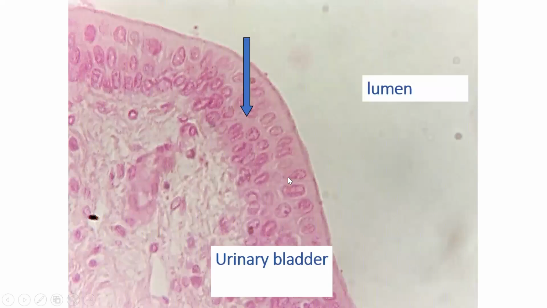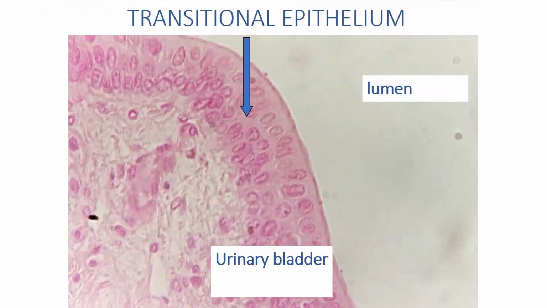Okay. This is what's known as transitional epithelium. This is a urinary bladder. It looks like columnar cells when the bladder is small, but when the bladder expands, it can go from something the size of a walnut to a grapefruit. It can end up holding about 1 liter of urine, fully stretched out.